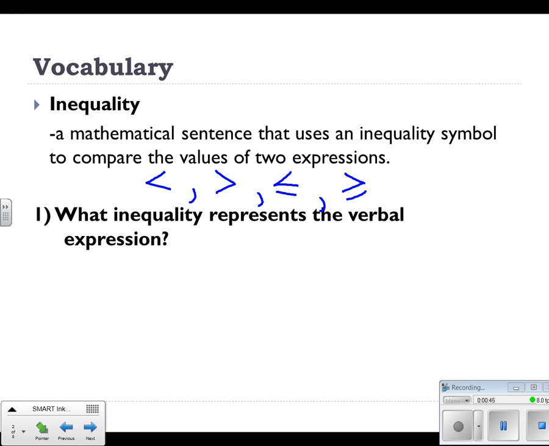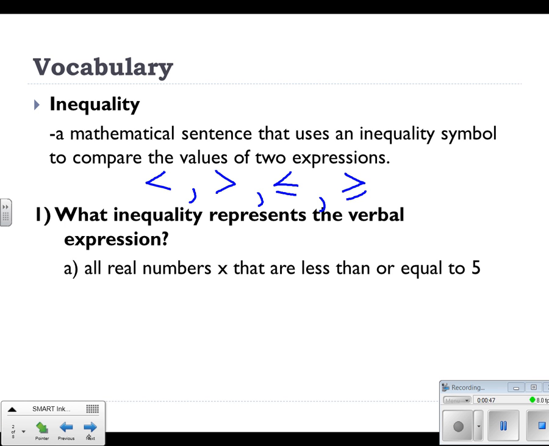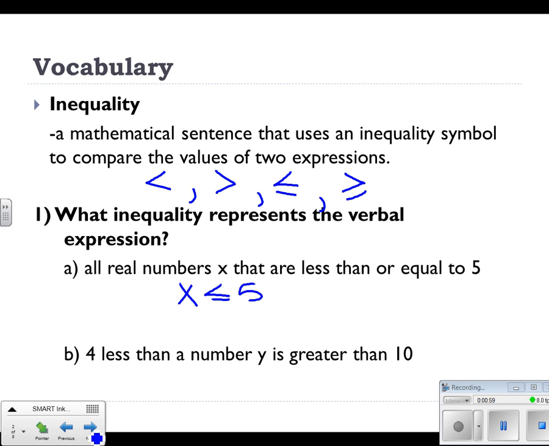What inequality represents the verbal expression? All real numbers x that are less than or equal to 5. 4 less than a number y is greater than 10.